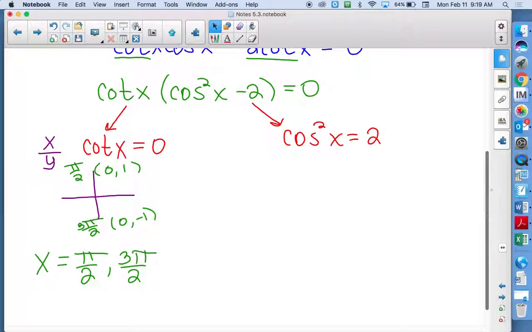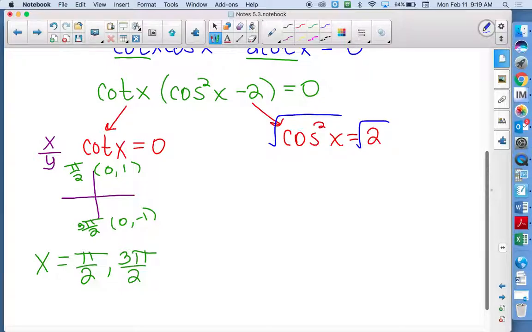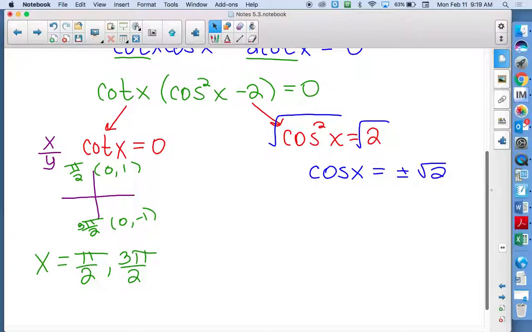We have cosine squared x equal to 2. So how do you get the cosine by itself? Take the square root. Since it's cosine squared x, take the square root. So now we have cosine x. Anytime you take a square root, what goes in front of that number? Plus or minus. That still holds true. There's a plus or minus root 2 there. So now we have to think, when is the cosine equal to positive root 2 or negative root 2?